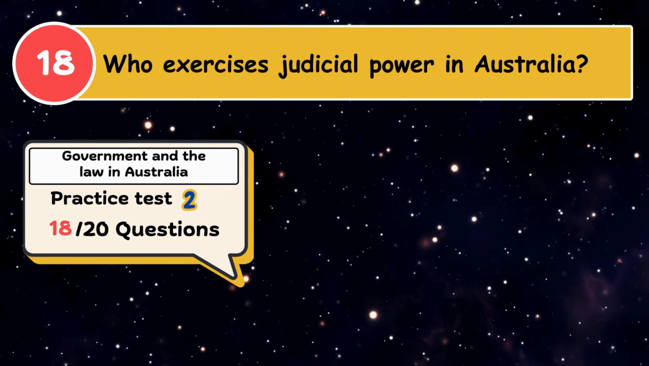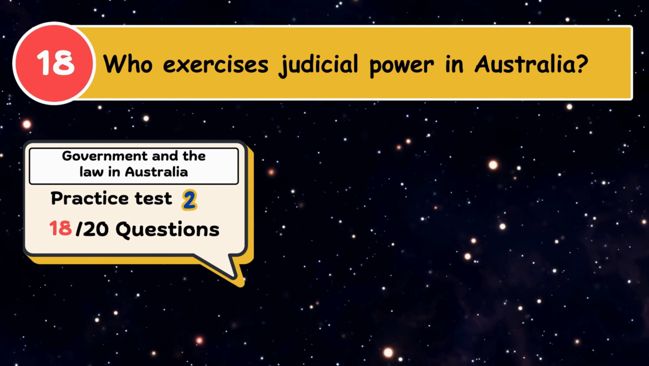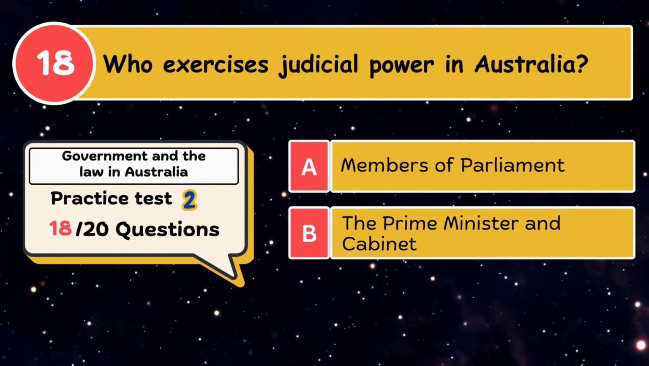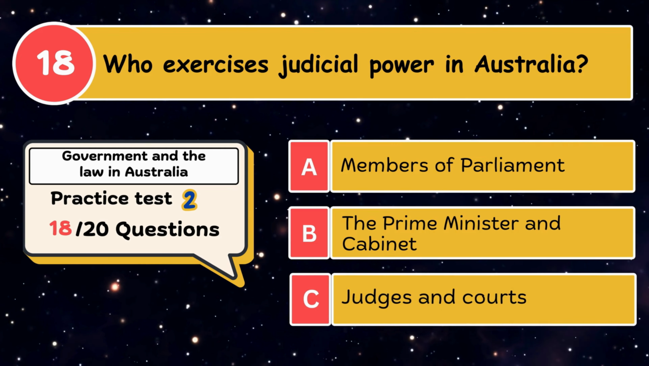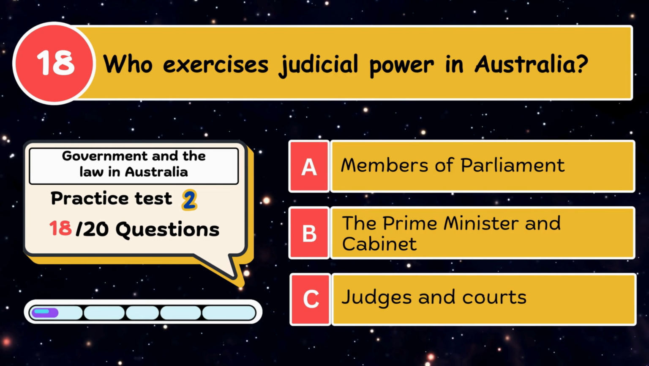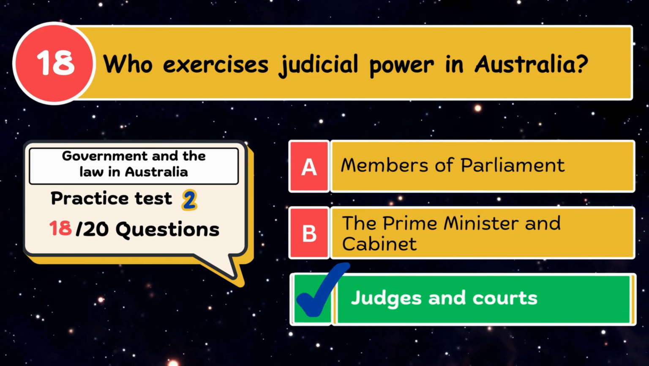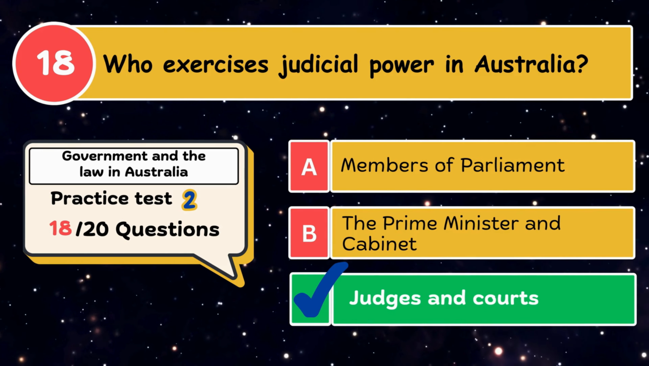Who exercises judicial power in Australia? A, members of Parliament. B, the Prime Minister and Cabinet. C, judges and courts. The correct answer is judges and courts.